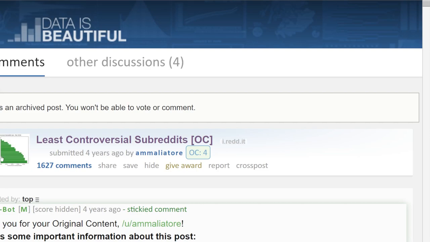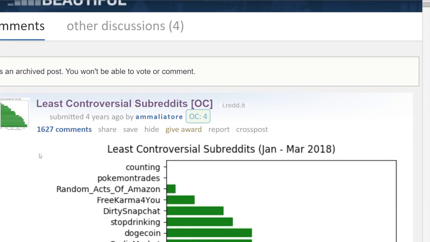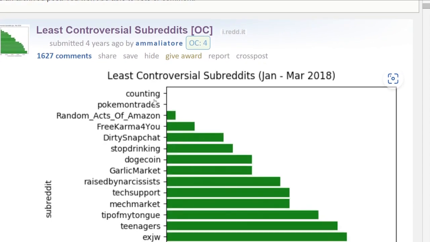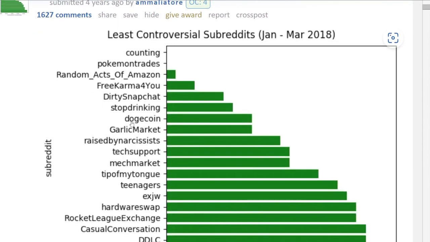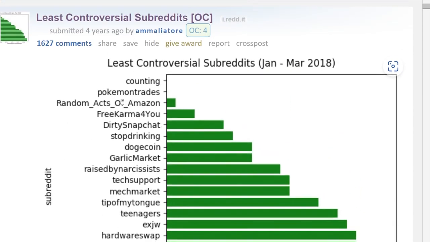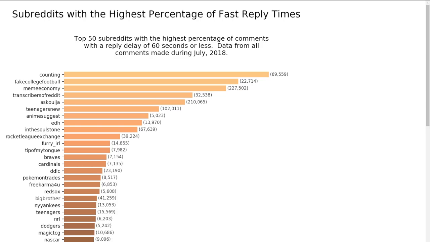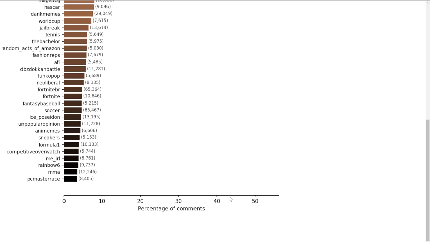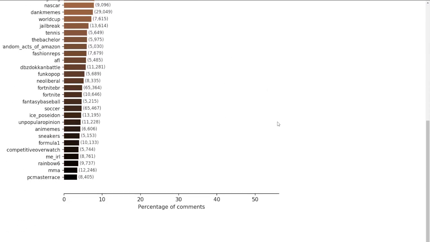R/counting has always been a unique subreddit in terms of statistical analysis. It's on the extreme end of the scale in any analysis of subreddit activity. One study of controversial posts found R/counting to be the least controversial subreddit on the site. Another R/dataisbeautiful post found R/counting to have the highest proportion of fast reply times amongst all subreddits, with one of the largest sample sizes as well.